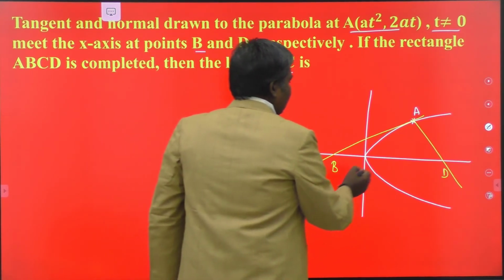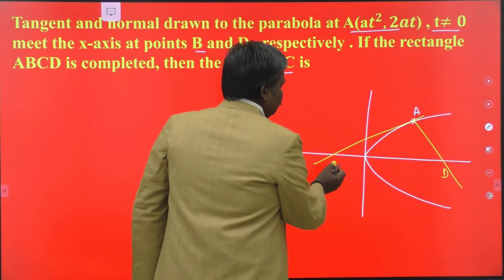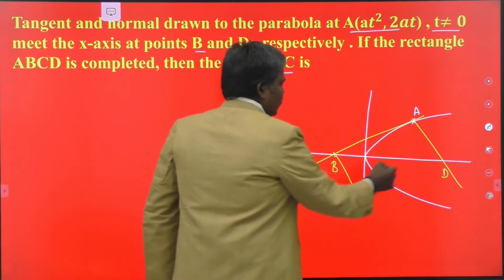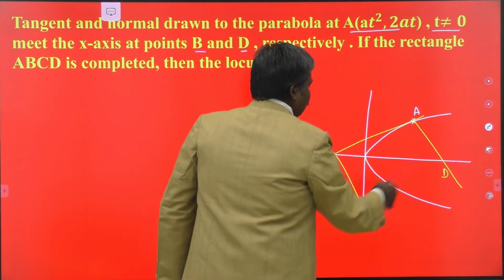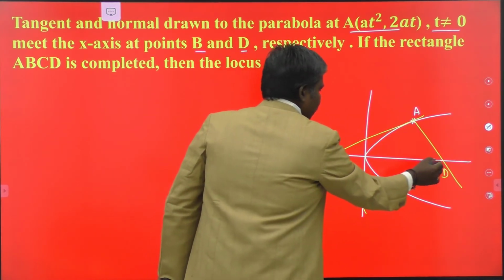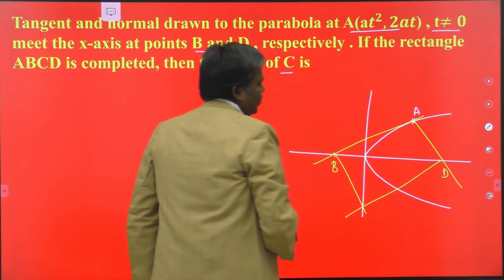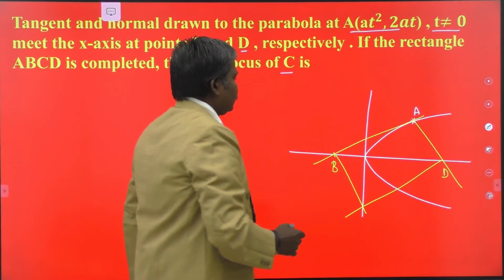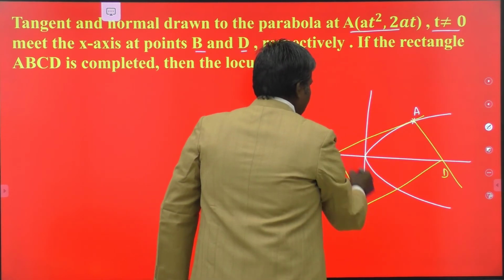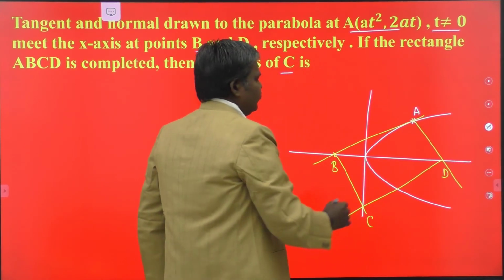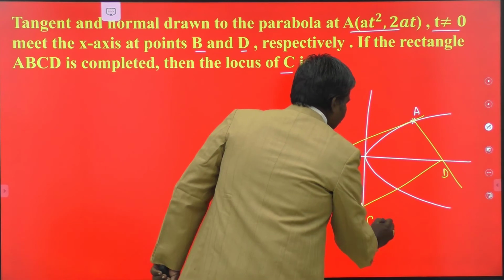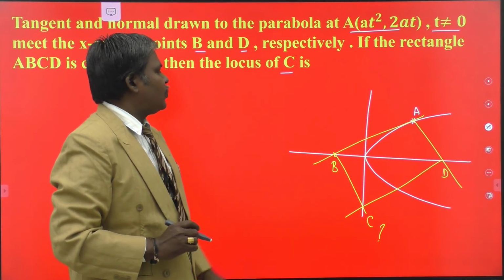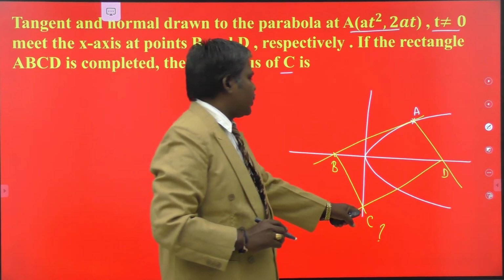So you draw a line parallel to AD like that, and you draw a line through D parallel to AB like that. So we can form a rectangle ABCD. This is A, B, automatically this becomes C, this is D. We have to find out the locus of C. This is C, we have to find out the locus of this point.